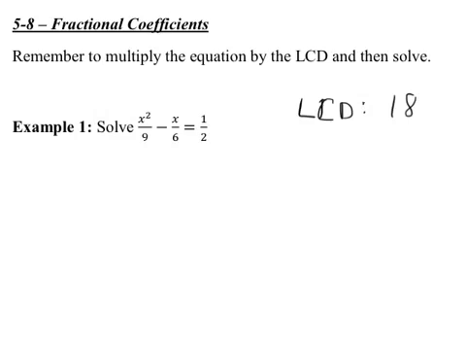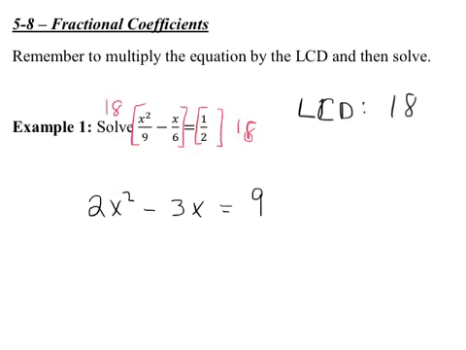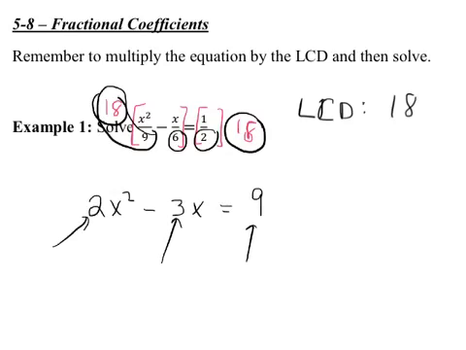Okay? Remember, it's the least common denominator. So let's multiply both sides of the equation by 18, please. Why did I put parentheses around everything? To remember to do what? Yes, good. Multiply both or distribute. So 18 over 9 results to give you 2. 18 over 6 gives you 3. And 18 over 2 gives you 9.